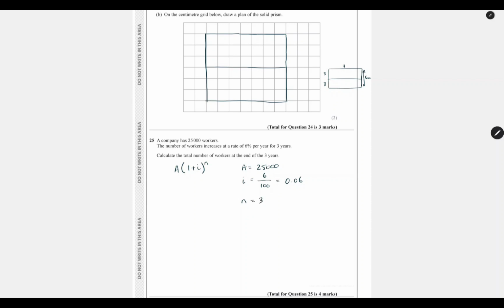So if we plug this into our equation, we have 25,000 multiplied by 1 plus 0.06 to the power of 3, and that is equal to 29,775.4. Now you can't have 0.4 of a worker, so we're going to have 29,775 at the end of the 3 years.